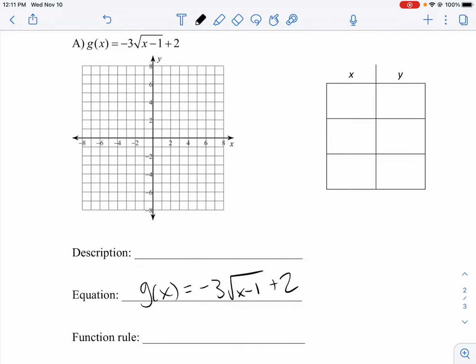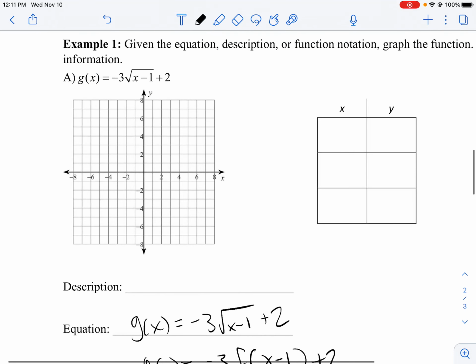Now the function rule is literally going to be the exact same thing. The only difference is that we write it in terms of f of x. So we have f of, and then whatever is on the inside of your function, so x minus 1. Your two operations on the outside are still there on the outside. Now let's figure out what we're actually doing to this graph.